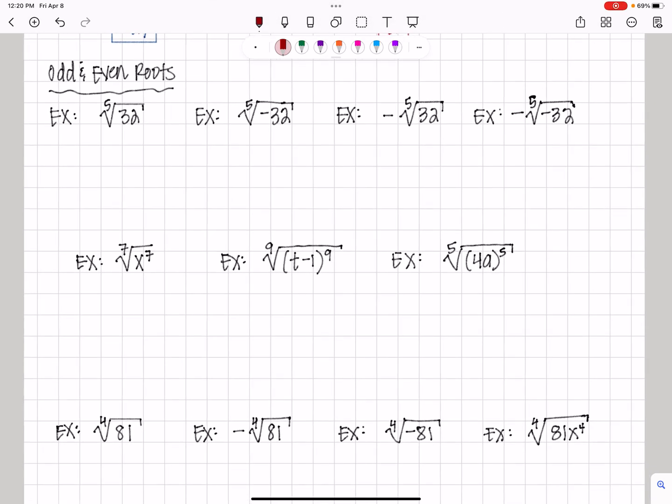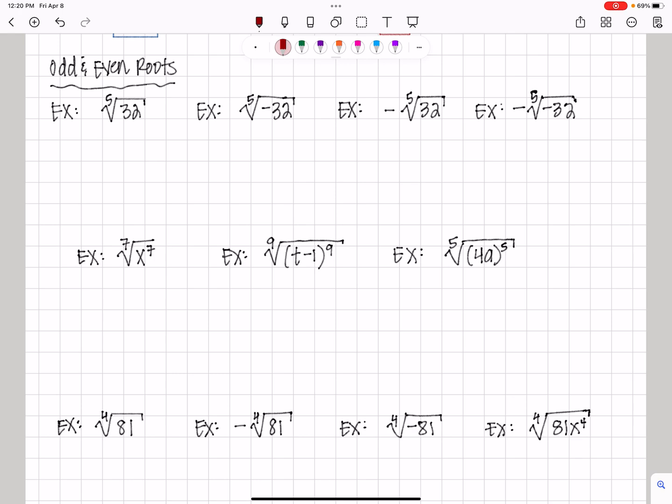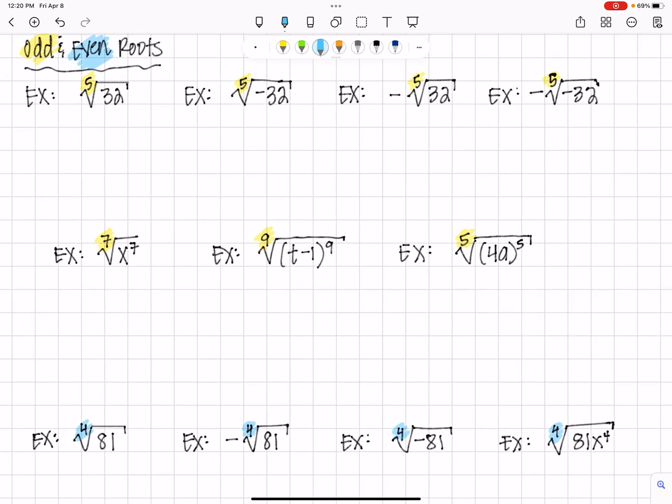Okay, here in this video, we're going to work on a few problems of different roots, odd and even roots. The odd roots are the fifth roots, cube roots, that would be odd, and we worked on that in the previous video, the seventh root, the ninth root, the fifth root. Even roots is when the index is an even number. So here we've got the fourth root we're going to be playing with. Okay, so we've got the fifth root of 32.